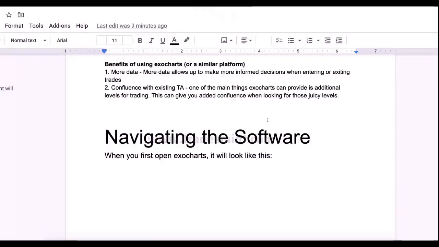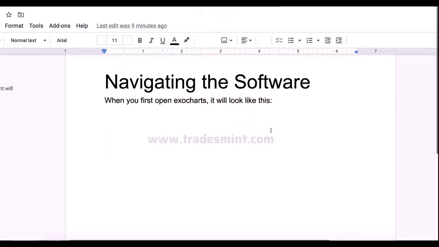So let's talk a little bit about navigating the software, because a lot of people are turned off by the way Exocharts looks. They think it's too complicated. So my primary goal in these beginning sessions is to simplify things down for you so that it doesn't look overcomplicated.